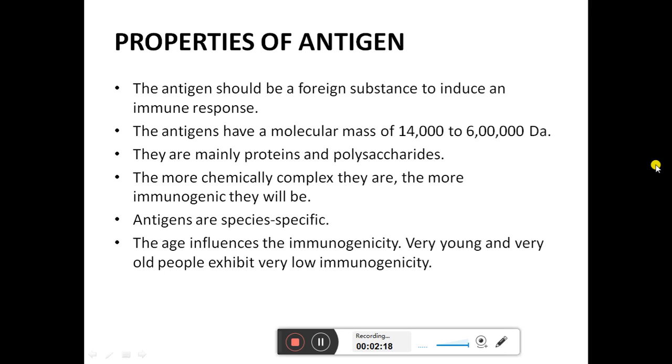Next is the properties of antigen. The antigen should be a foreign substance to induce an immune response. The antigens have a molecular mass of 40,000 to 6 lakh daltons. They are mainly proteins and polysaccharides. The more chemically complex they are, the more immunogenic they will be. The antigens are species specific. The age influences the immunogenicity. Very young and very old people exhibit very low immunogenicity.